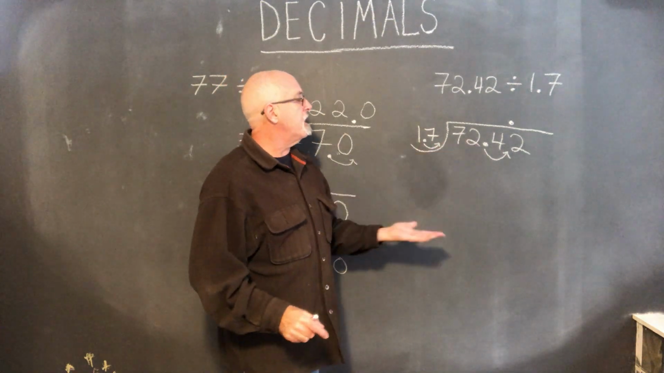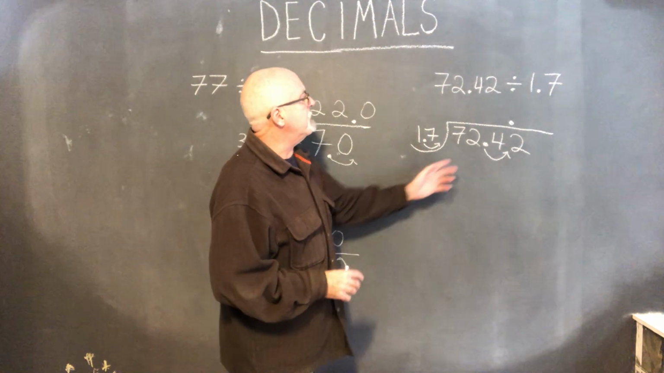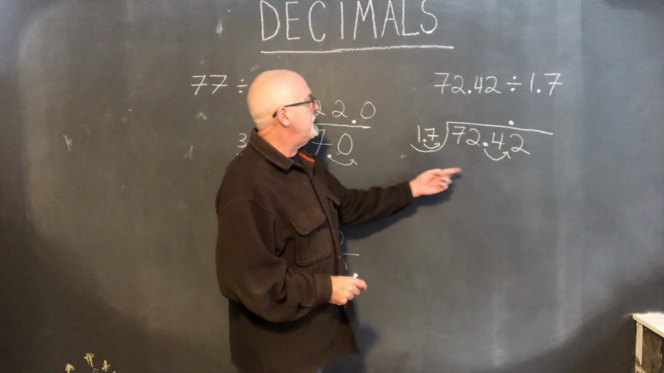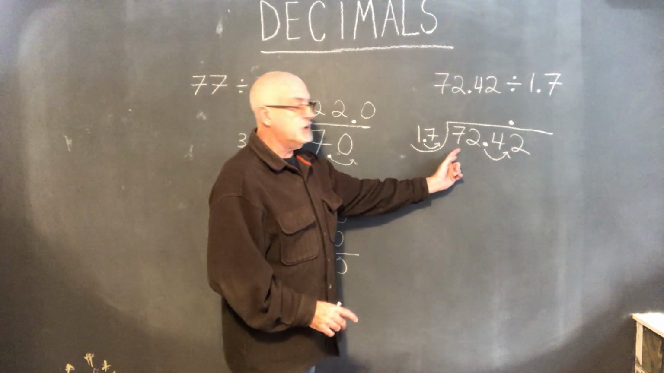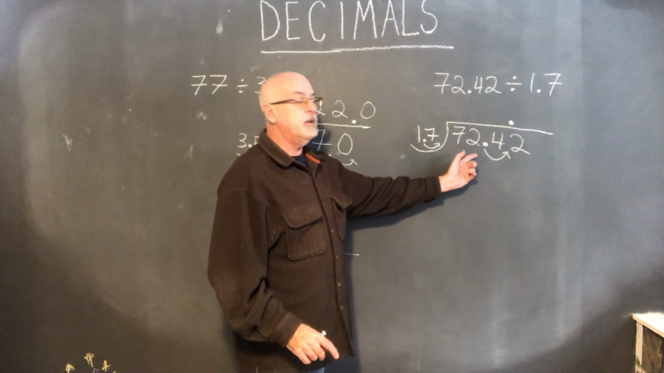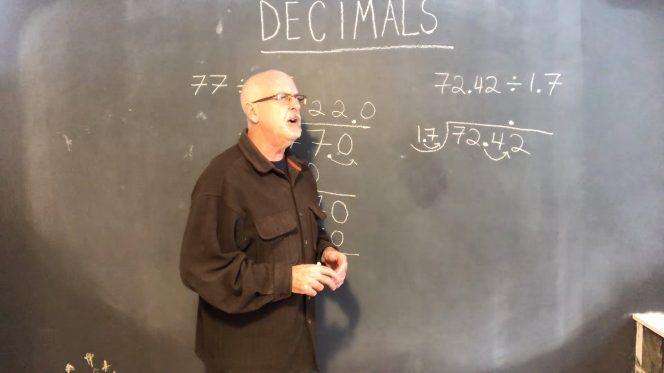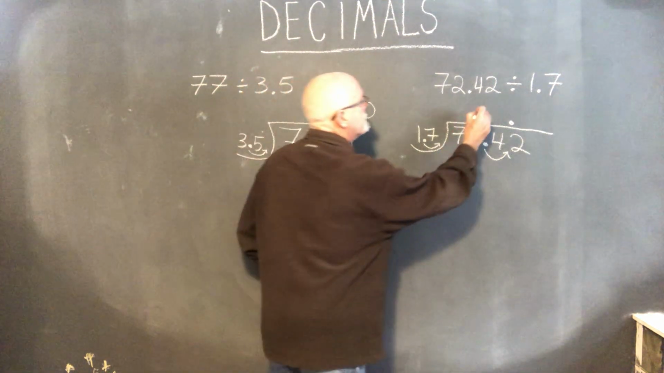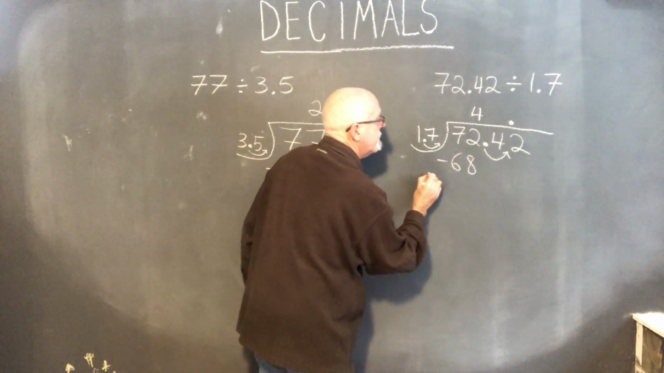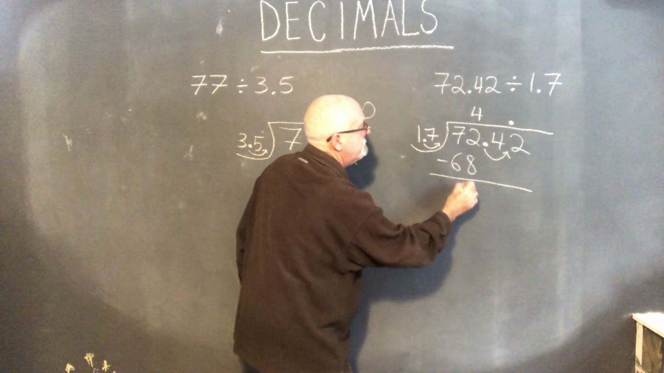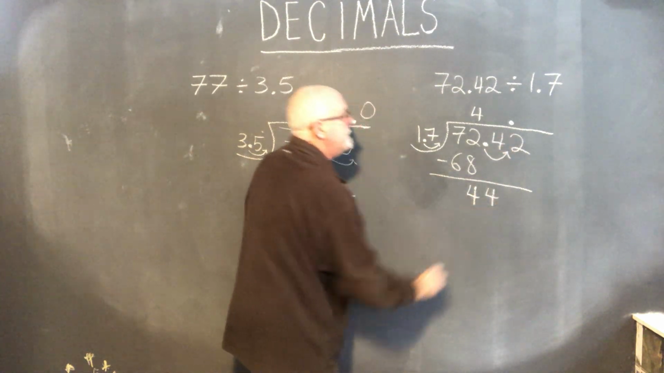And now we're not dividing 72.42 by 1.7 anymore. We're now dividing 724.2 divided by 17. And that is a little bit more straightforward. 17, of course, does not fit into 7, but it will fit into 72. How many times? So 17 times 4 is 68. That's going to work. So I'm going to put a 4 here. 4 times 17, 68. Subtract. 72 minus 68 leaves this 4, and then this 4 I will carry down.